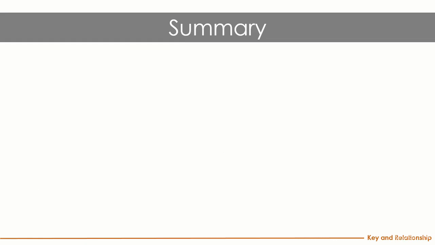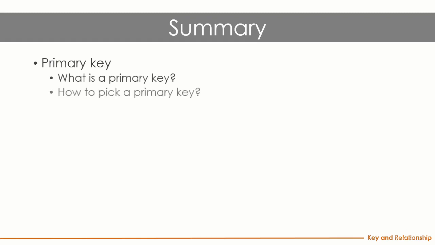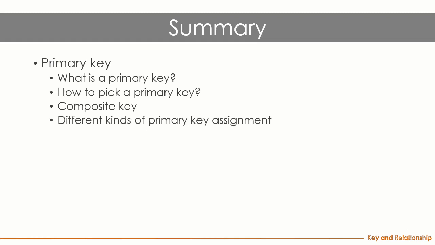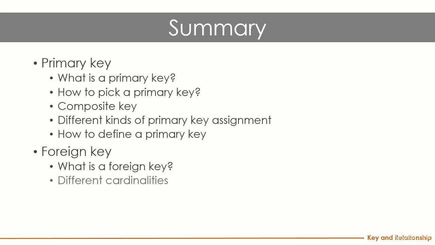Let's summarize what we talked about in this lecture. We talked about the primary key: what a primary key is, how to pick a primary key, and that we can make a composite primary key rather than just a single column key, different kinds of primary key assignment mechanisms, and how to define the primary key in Visual Paradigm. We also covered the foreign key, what a foreign key is, and different cardinality. We talked about different cardinality and how to create foreign keys of different cardinality in Visual Paradigm.